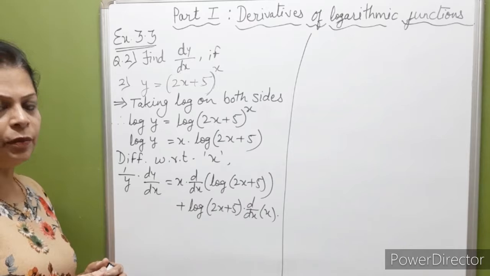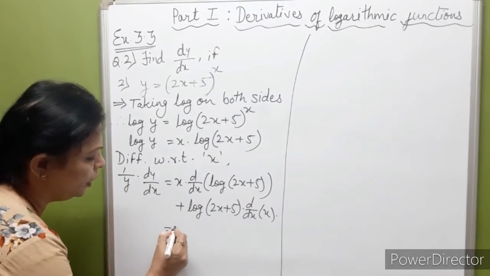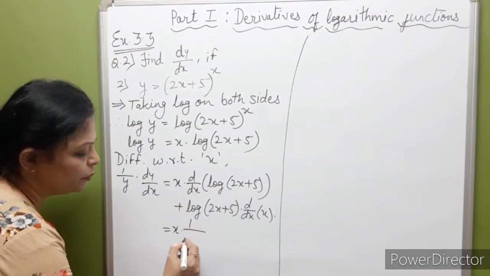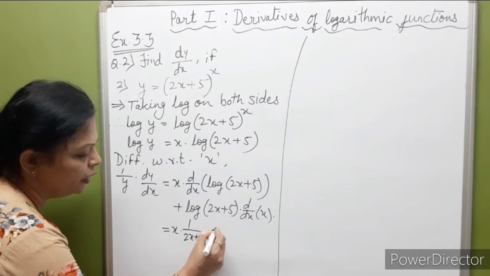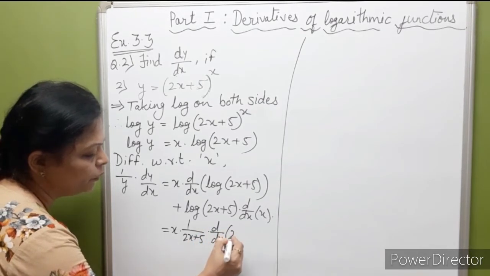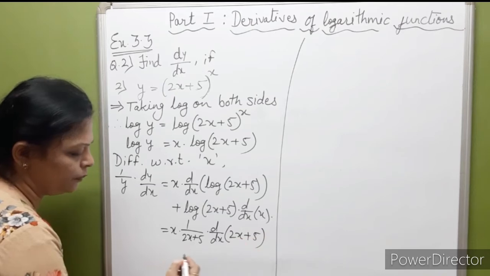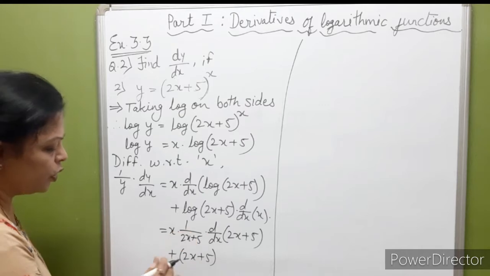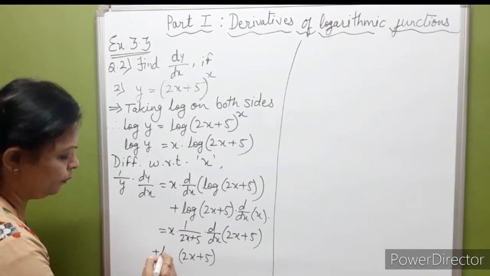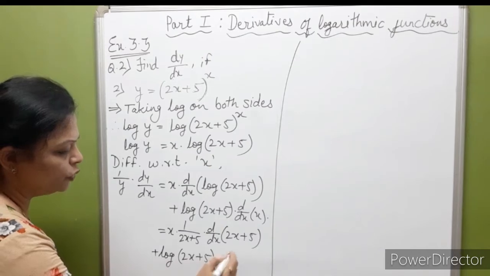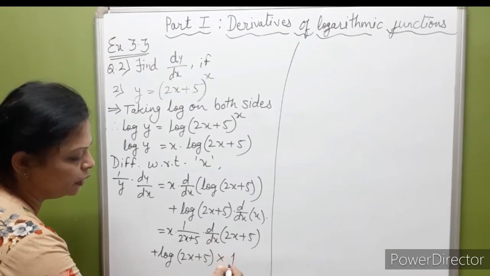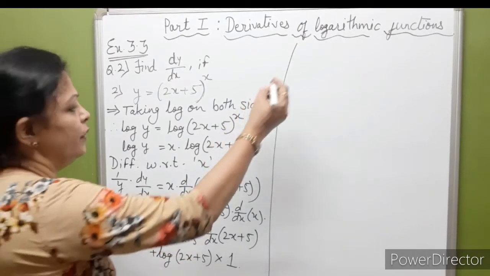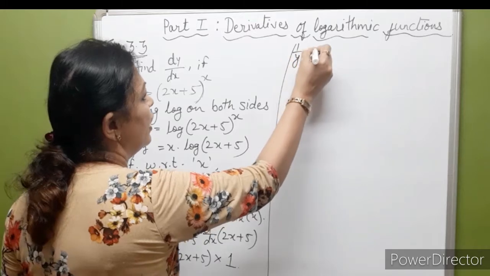So let us simplify. You will get x into, first you have to derive the log function. So you get 1 upon 2x plus 5 into d dx of 2x plus 5, plus 2x plus 5 log of, into derivative of x, that is 1. Correct? So you will get again here x upon 2x plus 5.